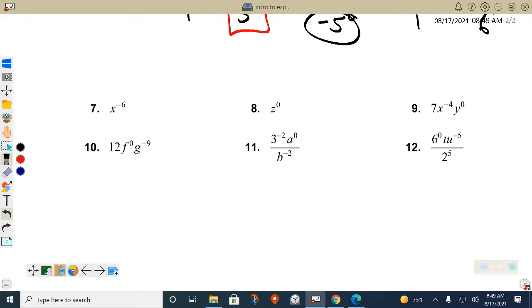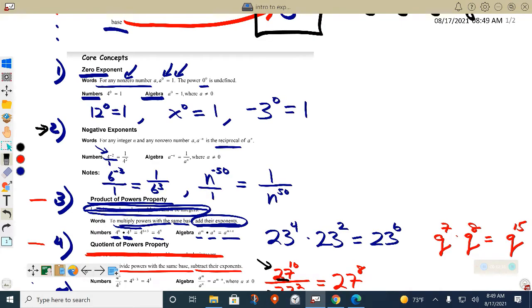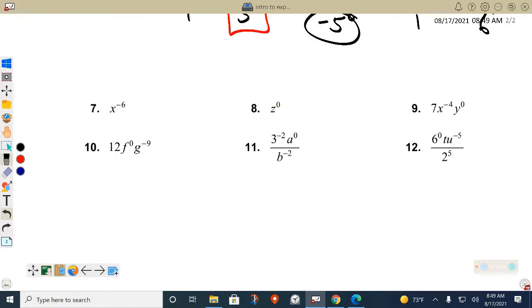Negative exponent rule, right? 1 over x to the 6th power. The negative exponent says just flip it, change it to the second rule. So I got 1 over x to the what? Positive 6. So once you reciprocate again, change the exponent, not the base, change the exponent. Equals 1. Number 8's a freebie. Anything to the 0 power is 1. That's the first rule.